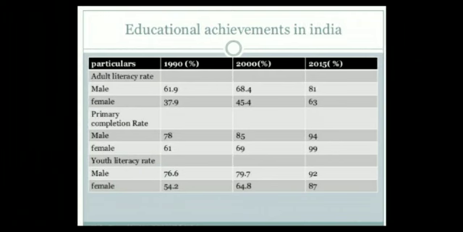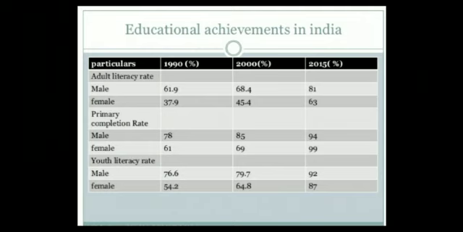Educational achievement in India. Adult literacy rate increased from 1990 to 2014. For males it was 61.9 in 1990, 68.4 in 2000, and 81 in 2014. In primary completion rate, the male rate is good and has improved, and the female rate has also improved from 1990 to 2015.